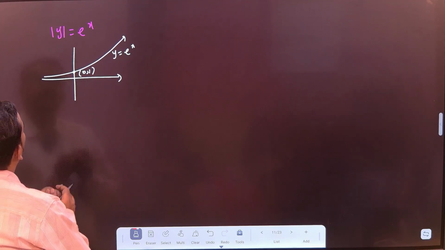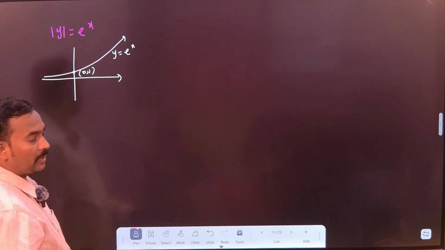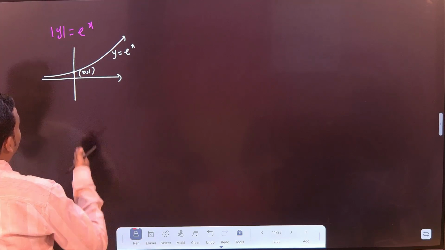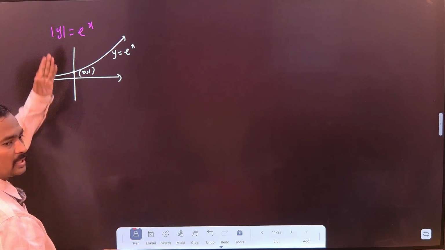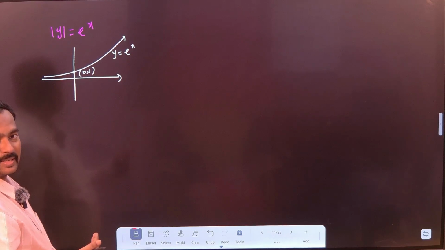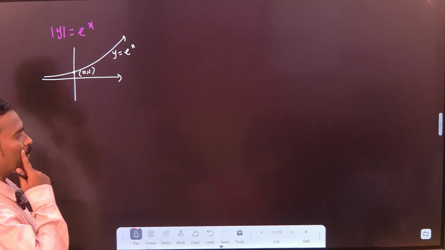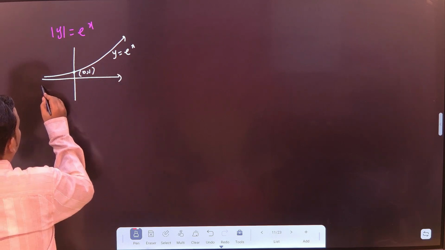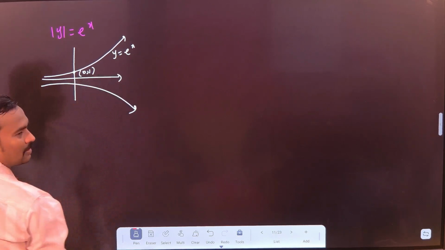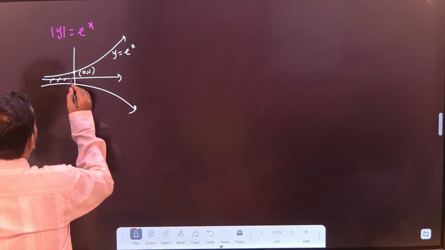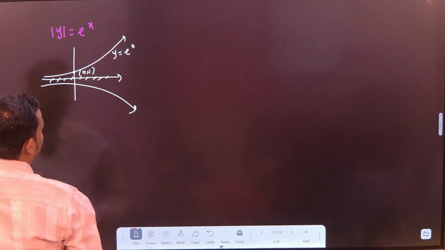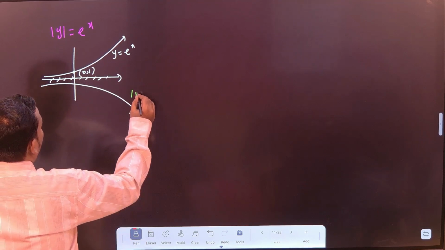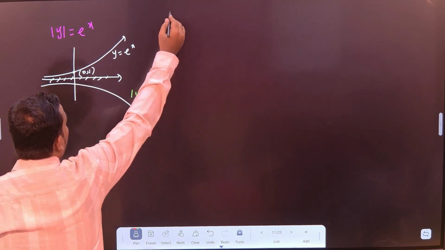Okay. Then how to draw mod y is equal to e power x? Mod y means whatever is below the x axis, you have to remove it. There is no part below the x axis here, so you take the positive part and its image with respect to the x axis. That's it. Understand? So this is the graph of mod y is equal to e power x.